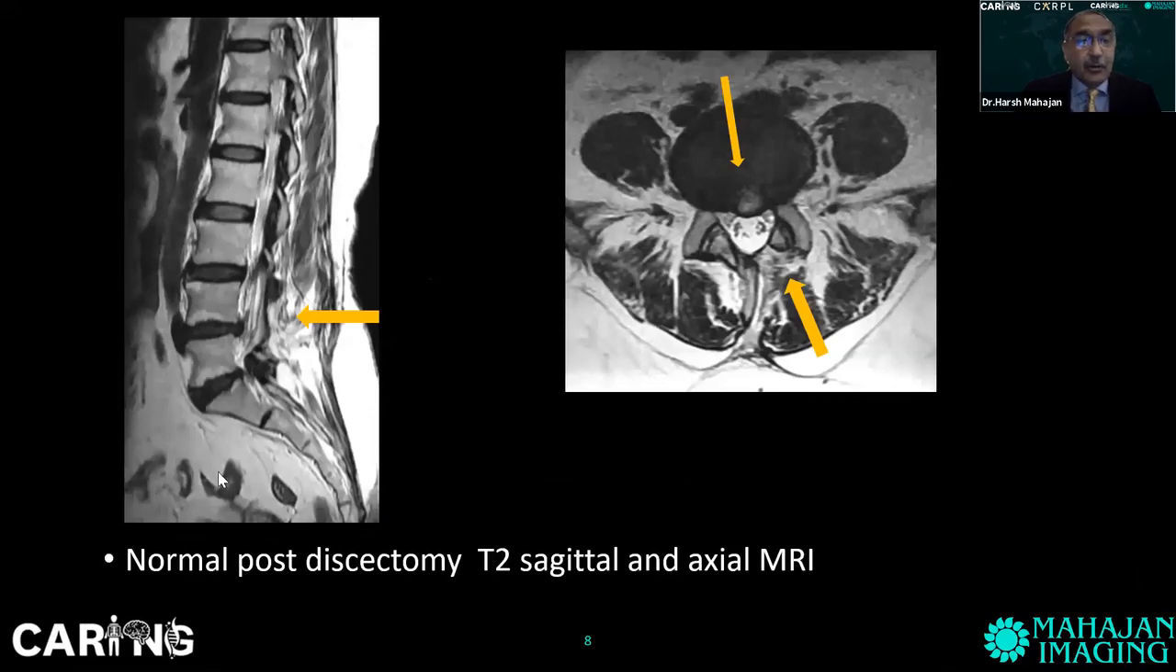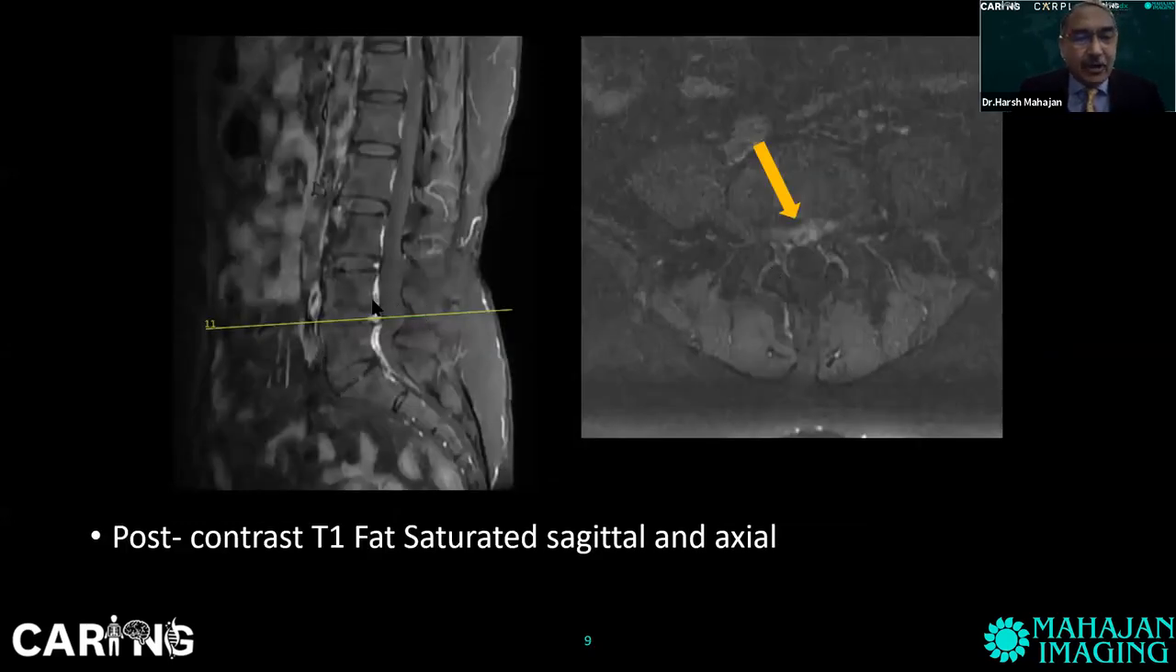This is normal post discectomy T2 weighted axial and sagittal images. There's the defect. And here you see this little bulge and the T2 hyperintensity. This is not a residual disc. And this is something which we keep hammering to our radiology colleagues: do not call this, because there are medical legal problems that may be associated. This is normal post-operative.